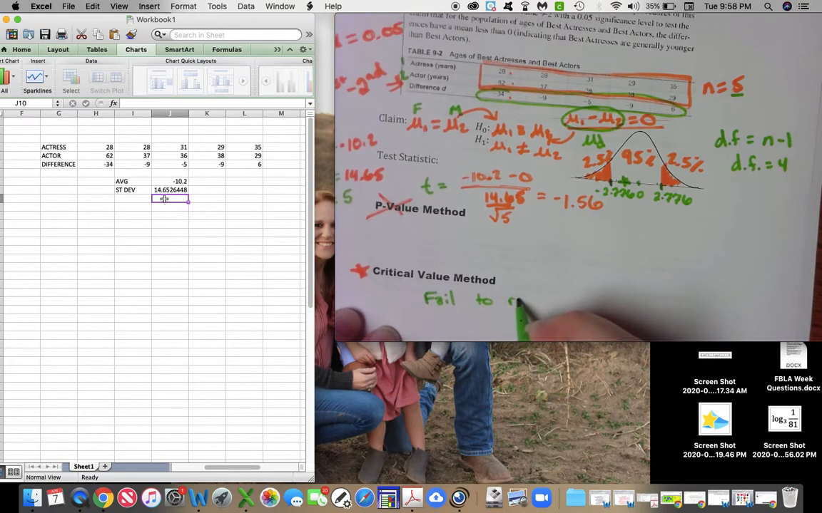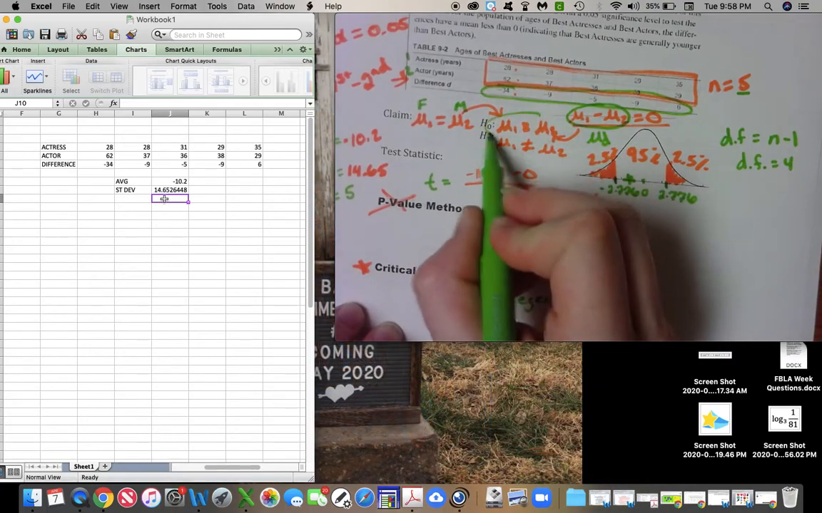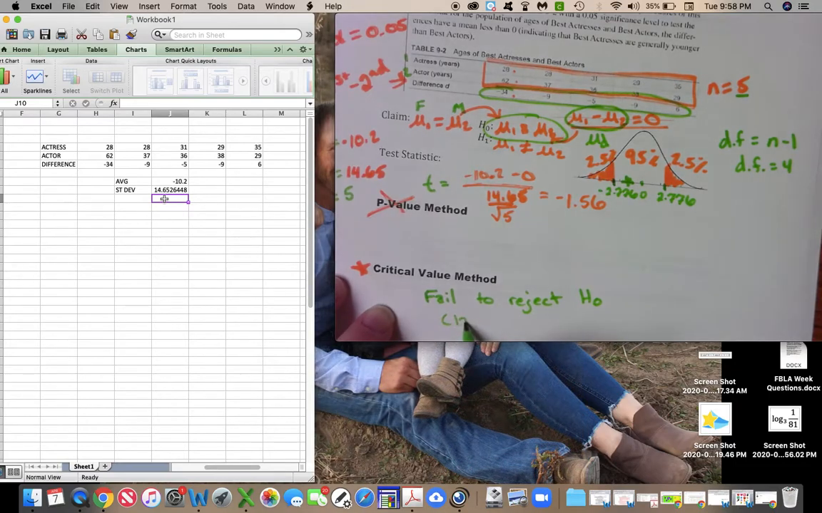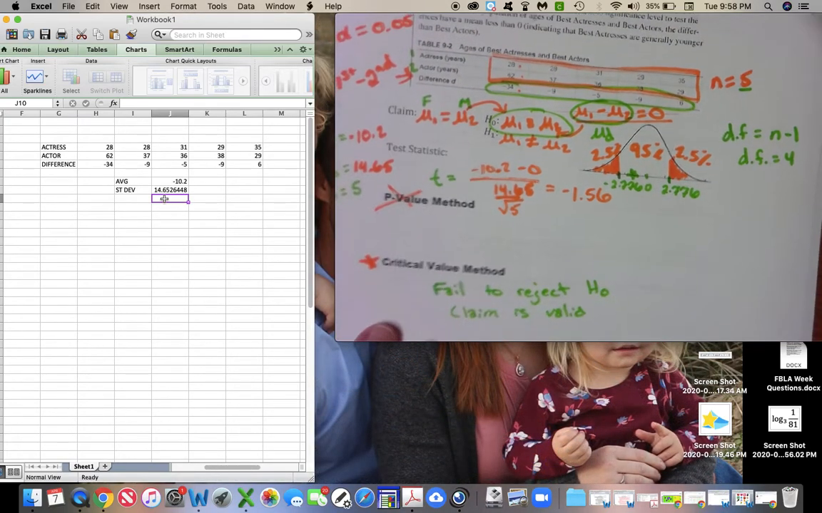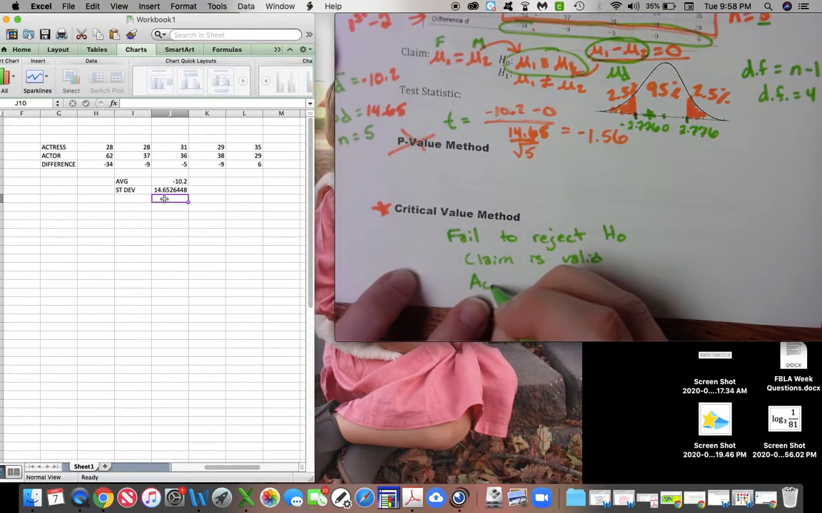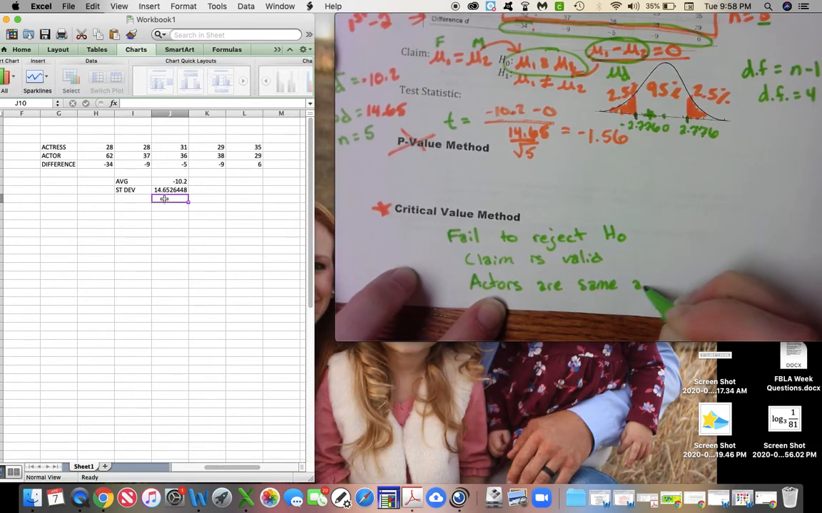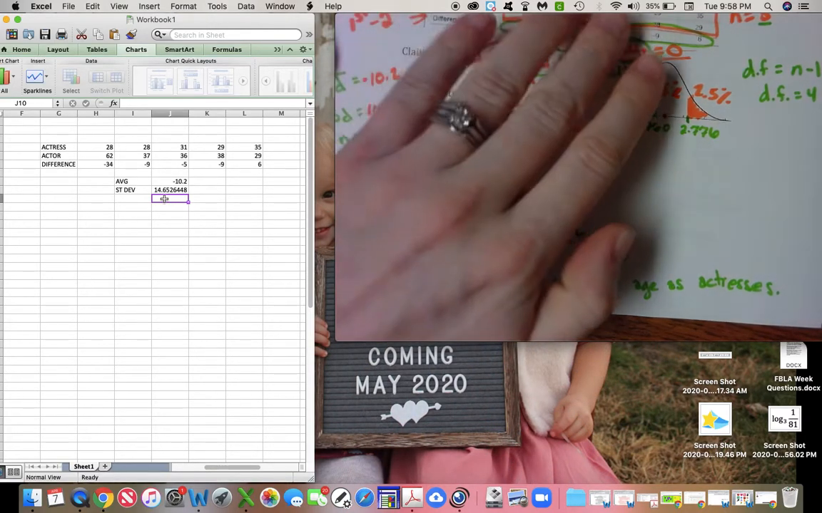the null hypothesis. So basically we're saying that the averages are equal to each other. Okay, the claim is valid. We're saying that those two averages are going to be equal to each other. So just as one more conclusion, we'll say that actors are the same age as actresses. Okay, and that's the conclusion just based upon this data.